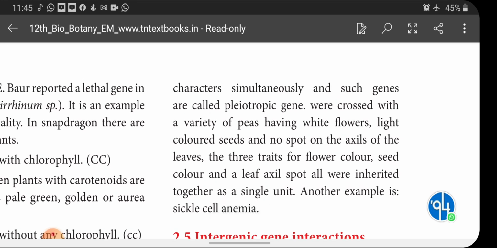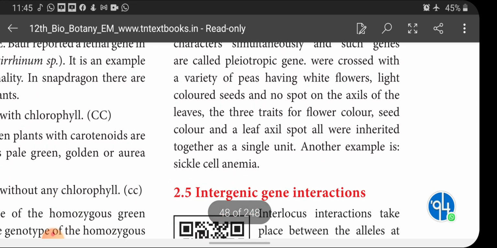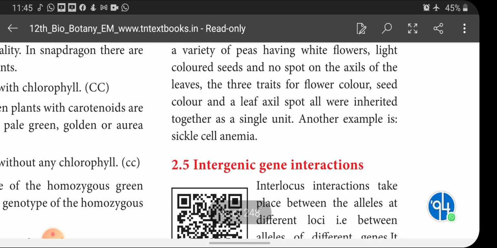See, when the plants were crossed with a variety of peas having white flowers, light colored seeds, and no spot on the axil of the leaves, the three traits for flower color, seed color, and leaf axil spot were all inherited together as a single unit. So in a pea plant, all these characters are inherited together as a single unit. Another example of pleiotropy is sickle cell anemia.